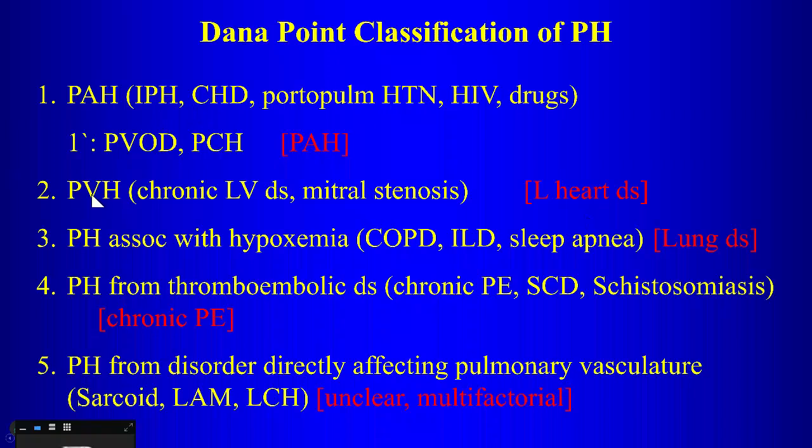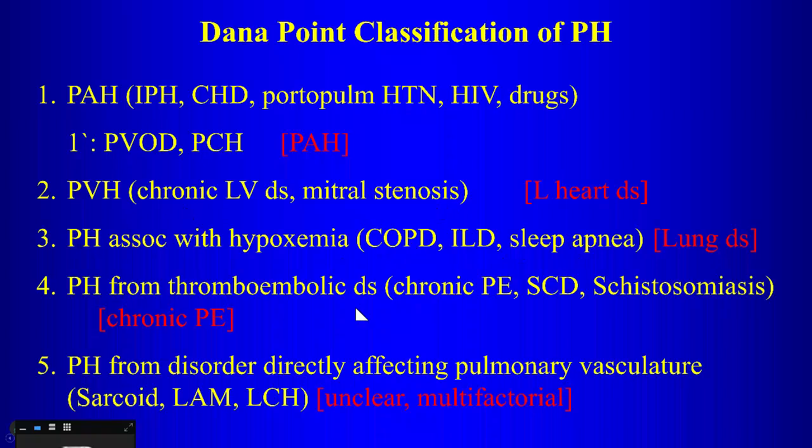So with group 2, there's pulmonary venous hypertension. The two most common diseases in that category would be chronic left ventricular failure, rheumatic heart disease, or mitral stenosis. Group 3 is pulmonary hypertension associated with hypoxemia. So this is patients with lung disease. The most common cause of pulmonary hypertension in the United States is COPD. So lung disease could be COPD, interstitial lung disease, sleep apnea.